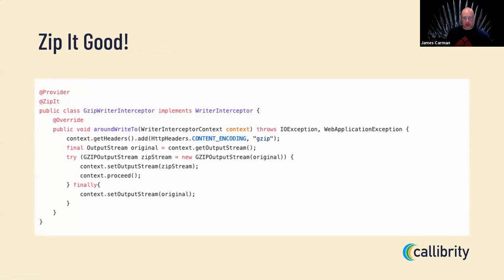Anytime something is written out, it's actually going through a pipeline. So anytime there's a message body writer in play, it goes through a bunch of these writer interceptors if they're in play. So it allows us to decorate the thing before it gets to the message body writer. We take the original stream, we save it off into a variable, we create a gzip output stream for that.